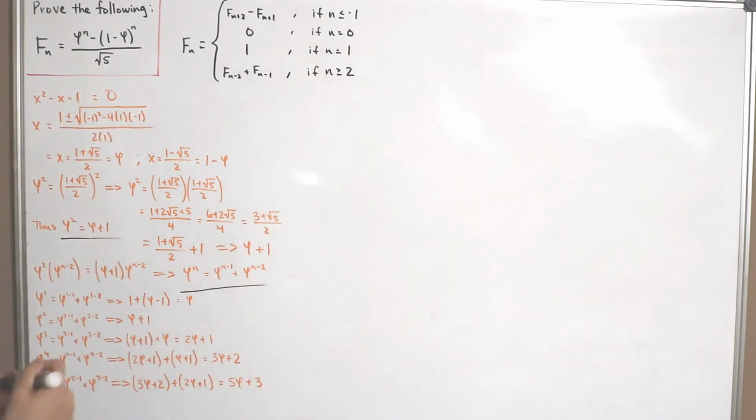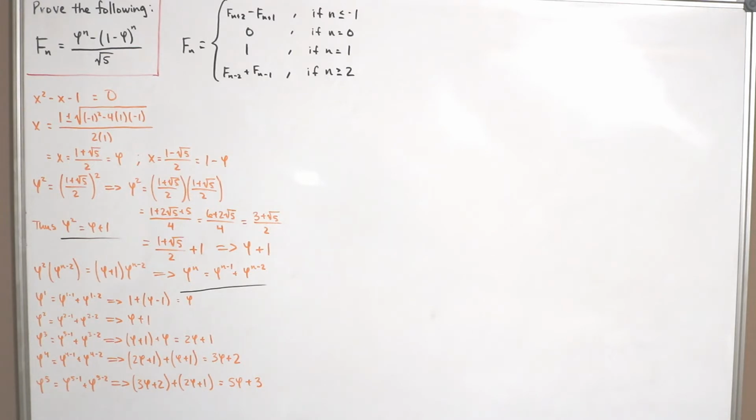Okay, so we use that definition, and then we're going to observe a pattern here. We see that we have phi, and then 1 times phi plus 0. Then we have phi plus 1, and then 2 phi plus 1, then 3 phi plus 2, then 5 phi plus 3. You'll start to see that the constants correlating with phi actually correspond with the definition of the Fibonacci sequence.